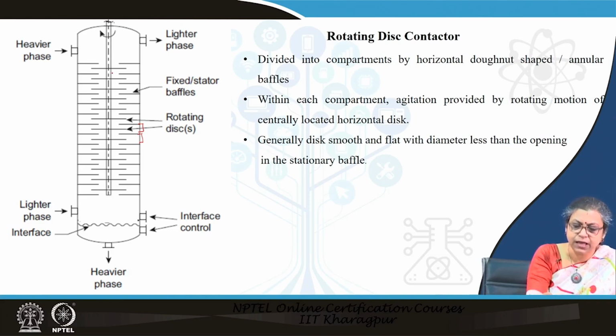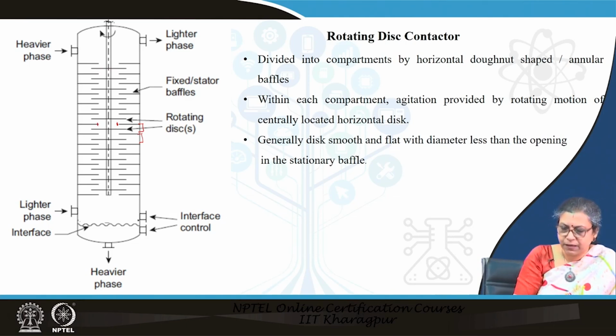And in each section some sort of agitation is provided by means of the rotating discs. Now, these rotating discs are generally flat and have a diameter slightly larger than the space here. So each of these compartments behaves as if it is a mixer-settler type of arrangement, and in each of these compartments a good amount of stirring is provided. With that we find that the number of NTS, the number of theoretical stages, comes down, and this is particularly effective for highly viscous products.